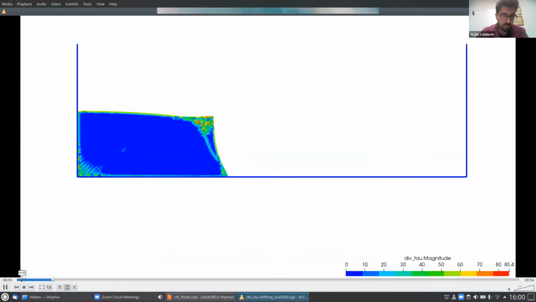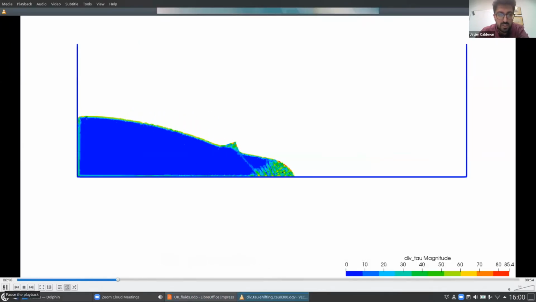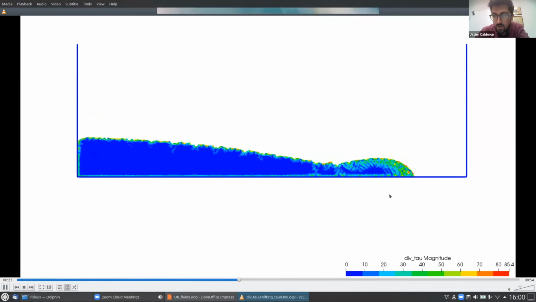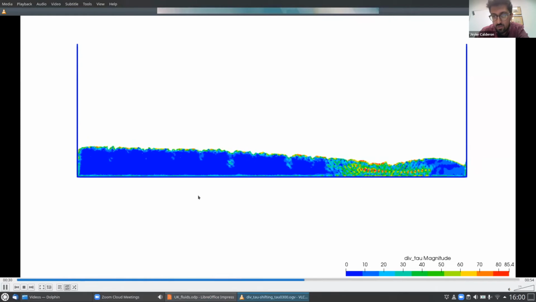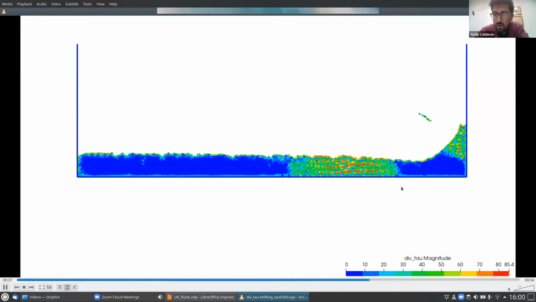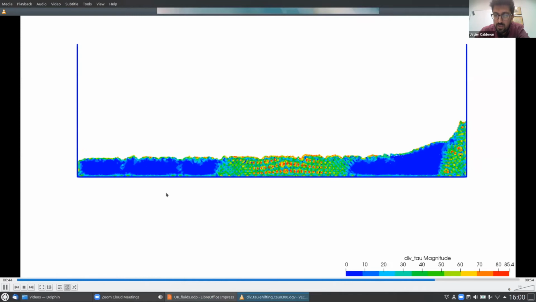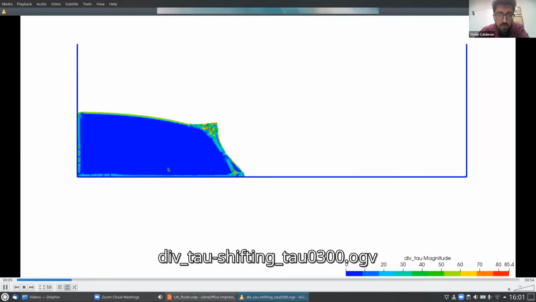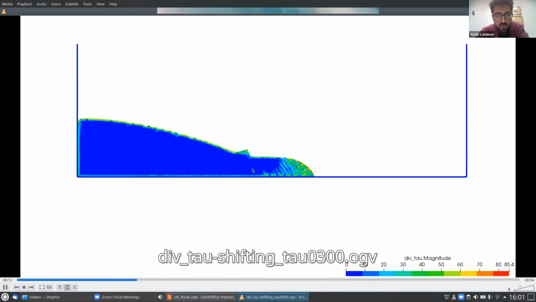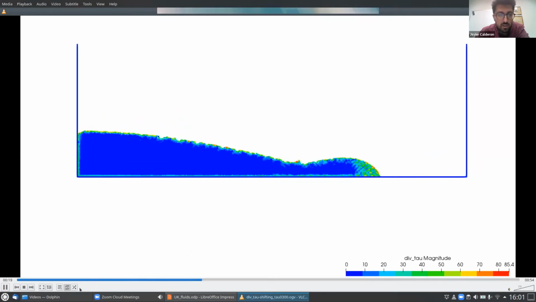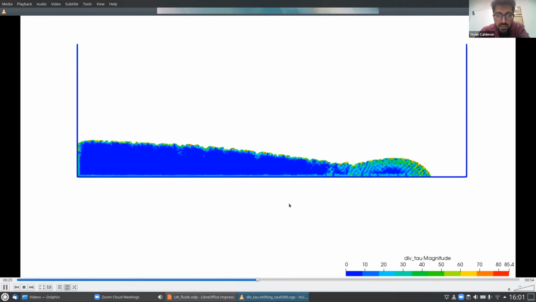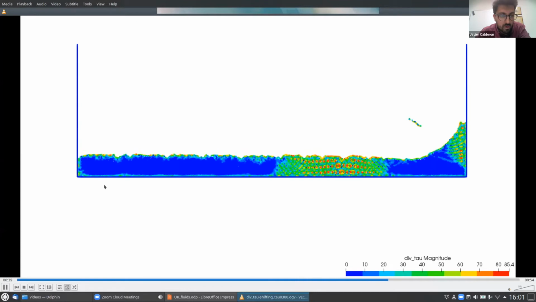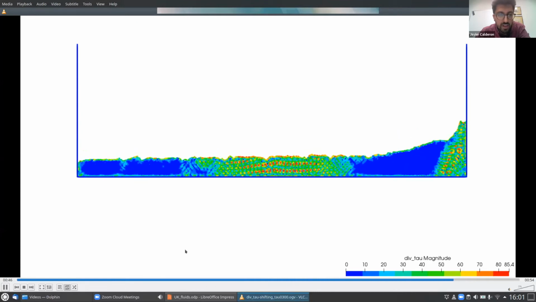So what you see is that now the wavefront starts to grow, and you see that the impact at the end reduces, the violence of the impact reduces, and also that especially this part takes longer to move on to its final position.